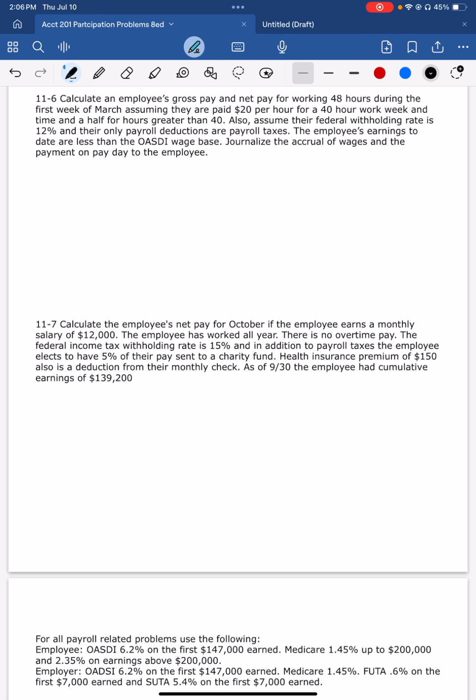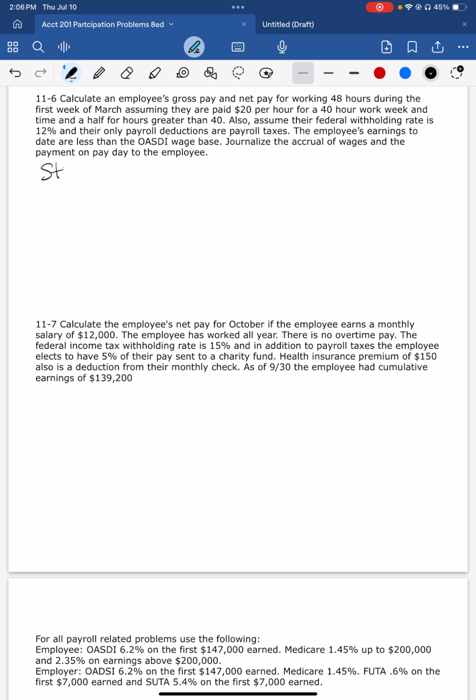We're assuming their federal withholding rate is 12%, and their only payroll deductions are payroll taxes. So federal, Social Security, and Medicare. The employee's earnings to date are less than the Social Security wage base, so we don't have to worry about that. So we're going to calculate the pay, journalize the accrual, and write the journal entry for payday. So let's write all this out.